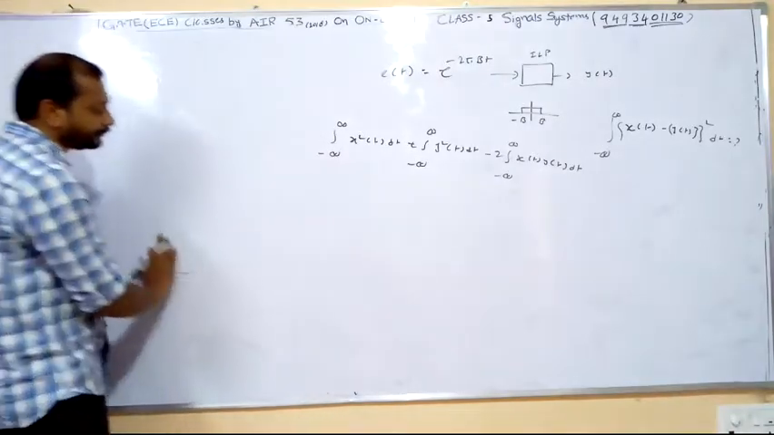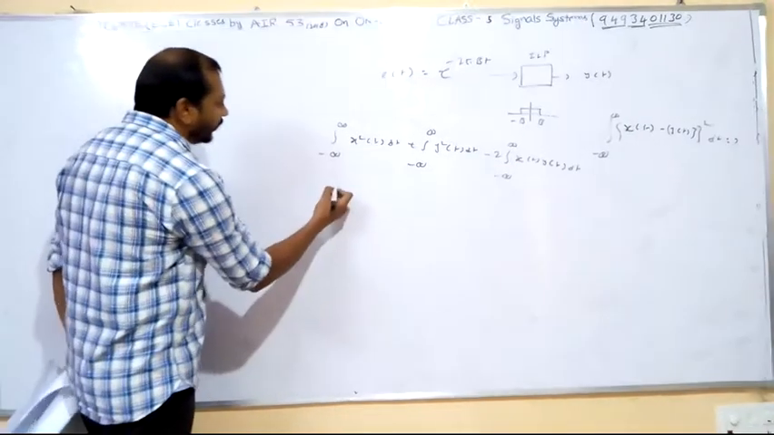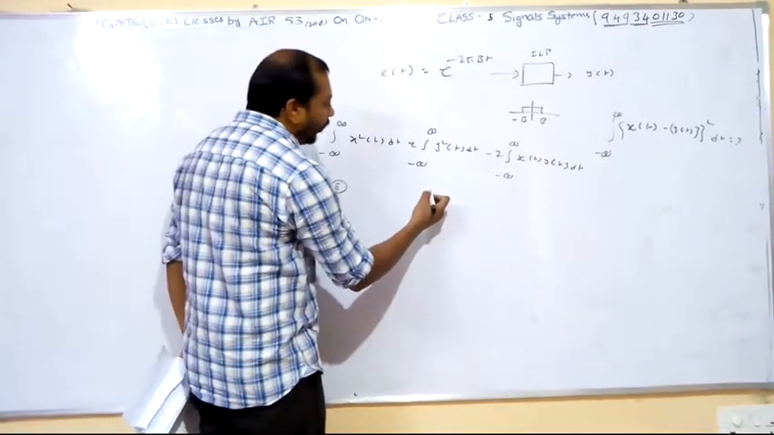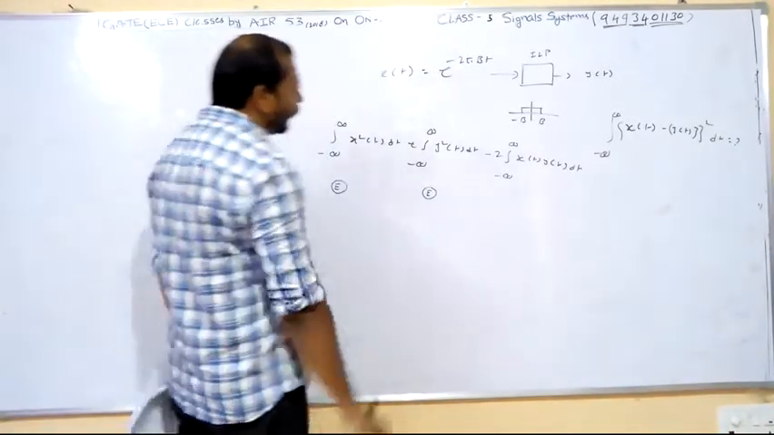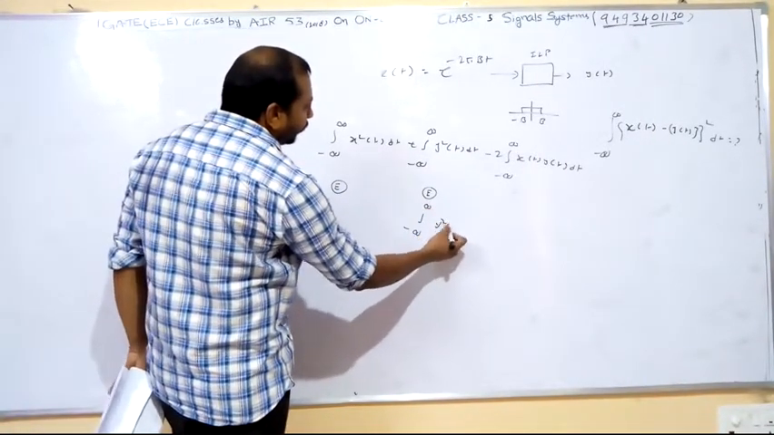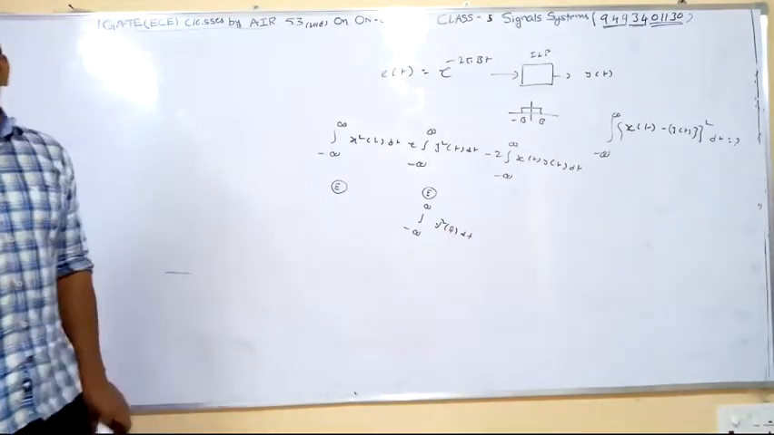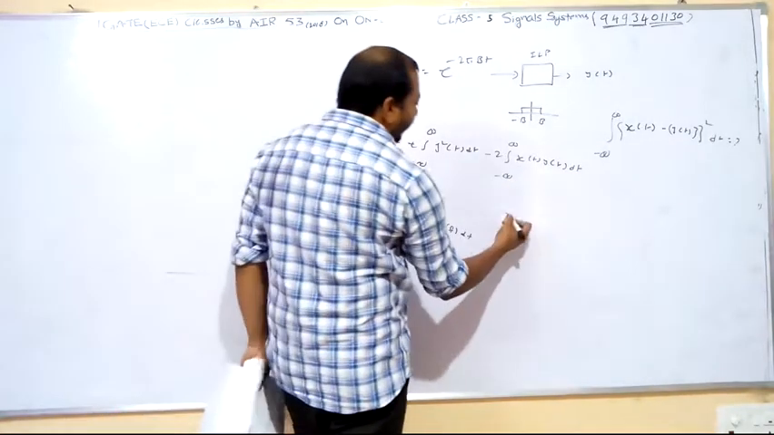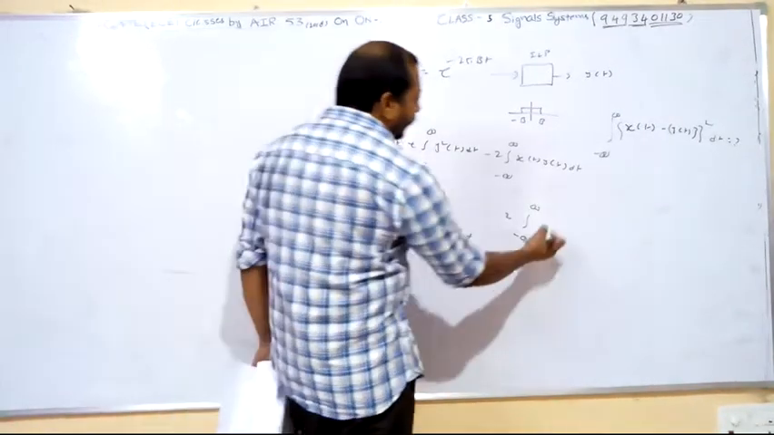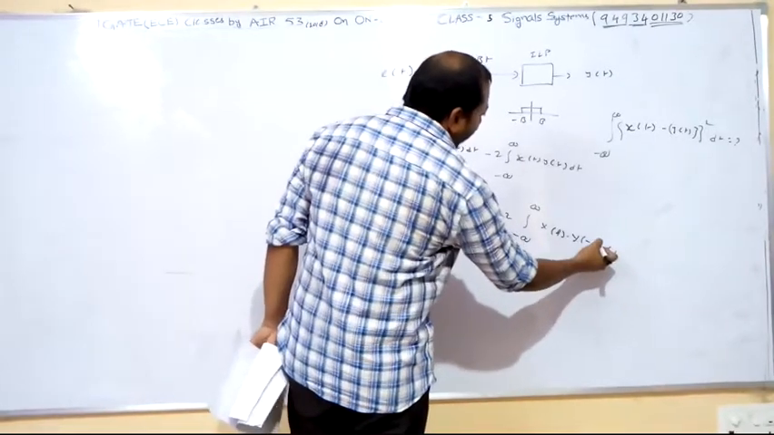Now we already know that the integral from minus infinity to infinity of x square of t dt is the energy of the input signal, and the integral of y square of t dt is the energy of the output signal, whose value is equal to the integral of y square of f df, right? And the cross term can be represented as 2 into the integral from minus infinity to infinity of x of f into y of minus f df.